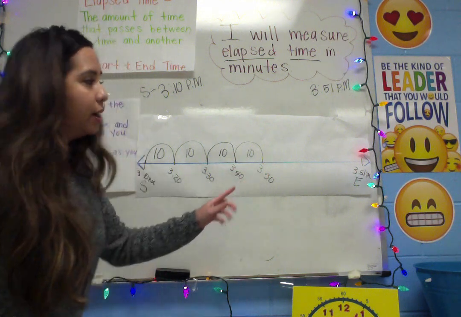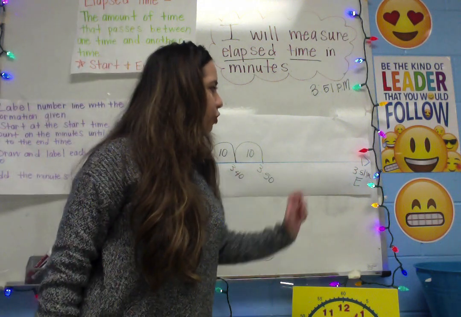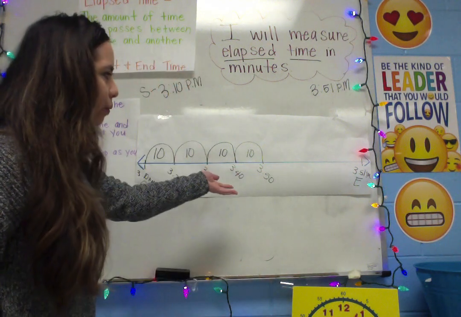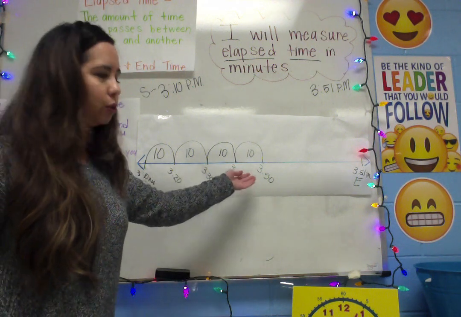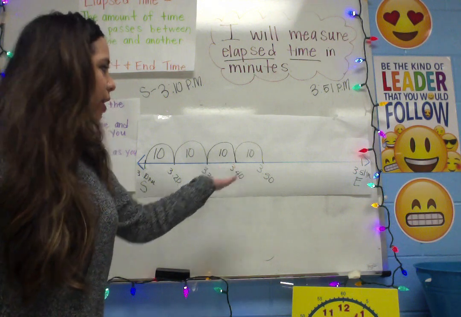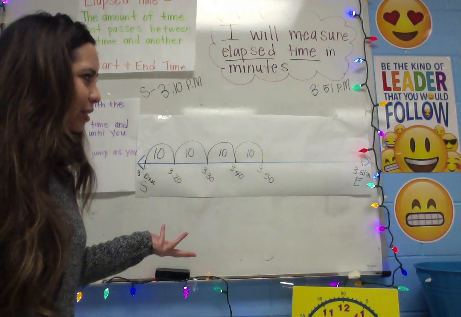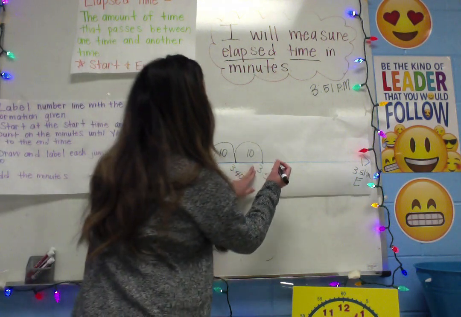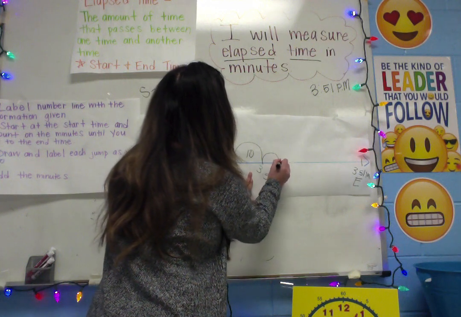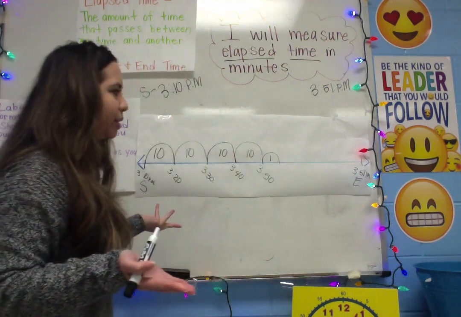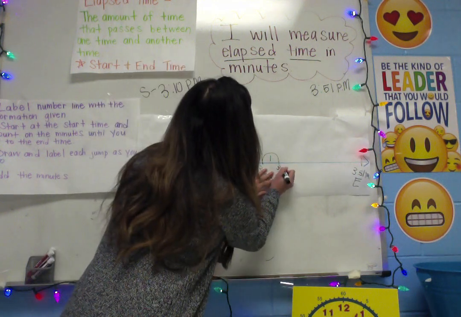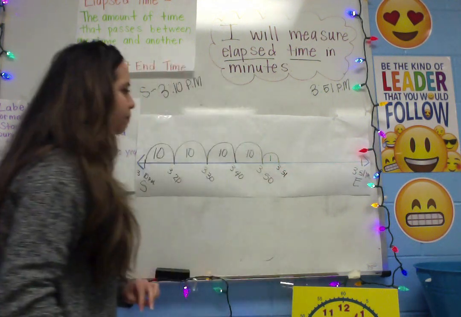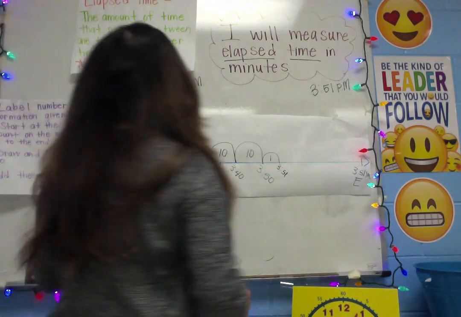Now, if our end time is 3:51, we don't want to count up another 10 because then we'll get to 60 minutes, which will be 4 o'clock. We don't want to count up by 5 minutes. It makes no sense. We just need to count up by 1. So I'm going to do a smaller jump because it only represents 1 minute. So 3:50, count on a minute. We're at 3:51.